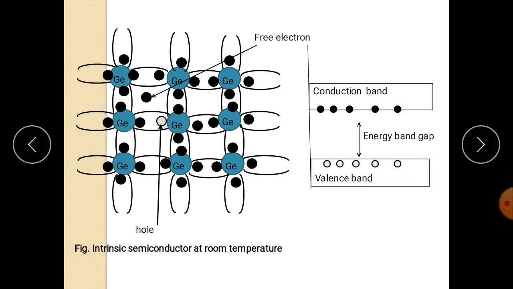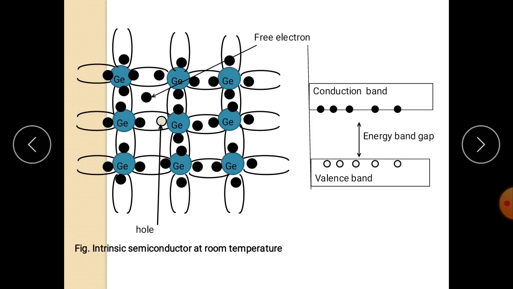move to the conduction band, and when these valence electrons move to the conduction band, there is a vacancy created in the valence band. These vacancies are called holes. If two electrons move towards the conduction band, then two vacancies are created in the valence band, and hence the concentration of holes and the concentration of electrons are always the same in an intrinsic semiconductor.